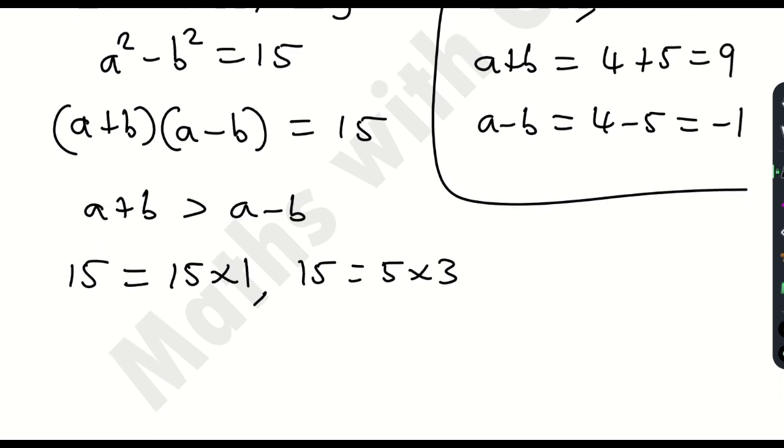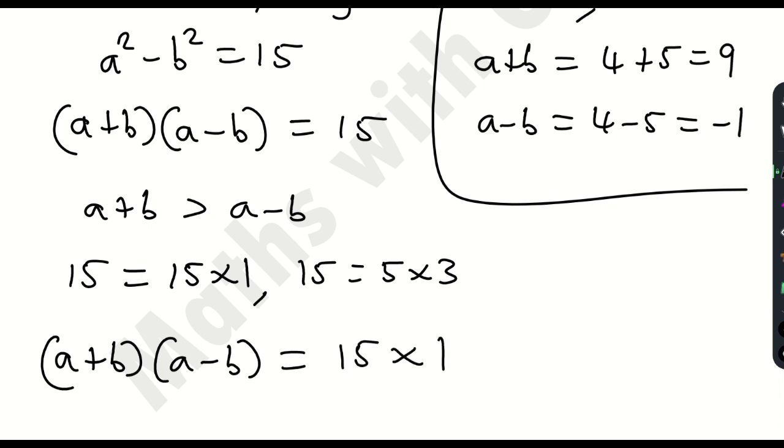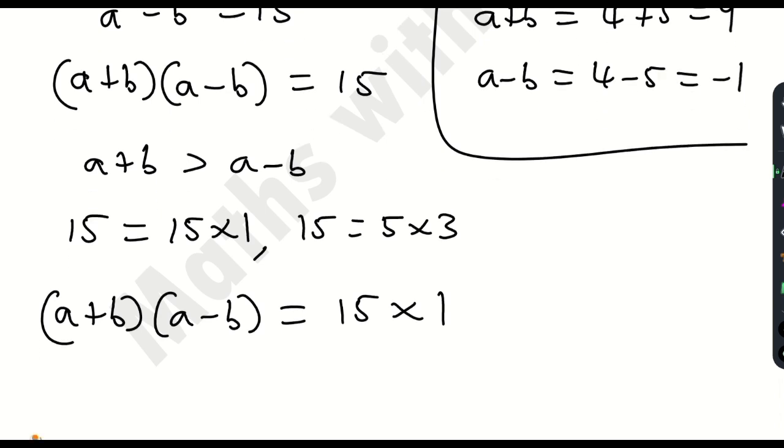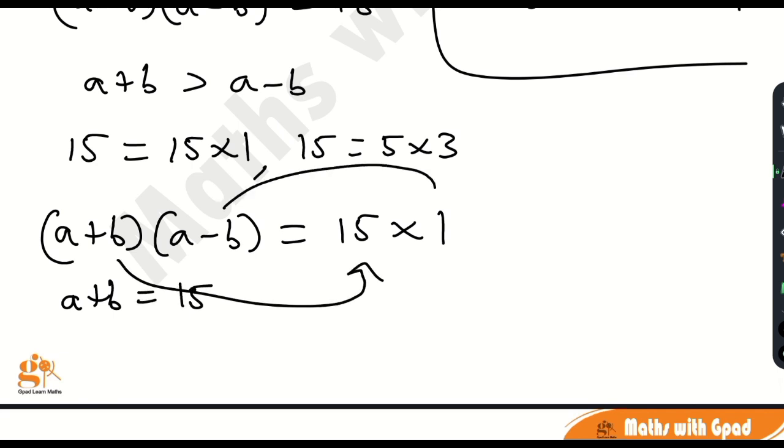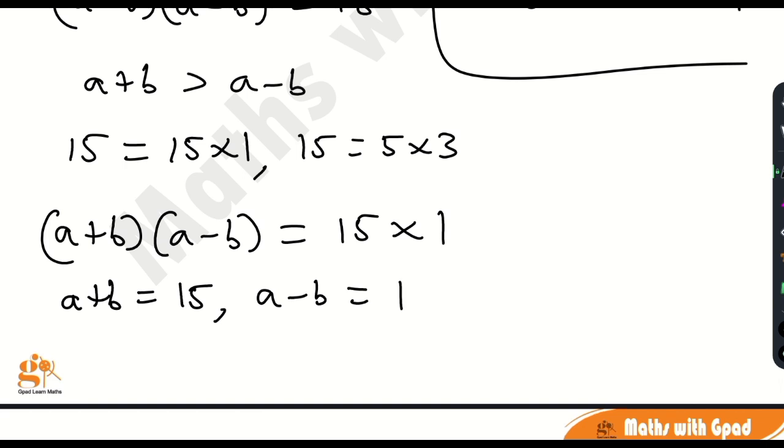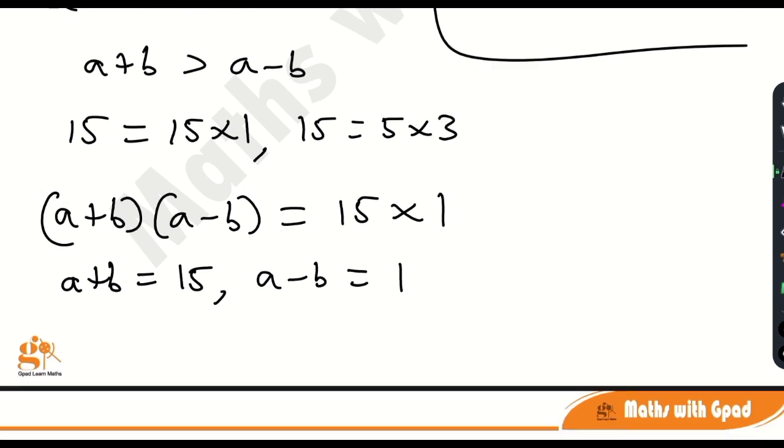So let's continue. We're going to start with 15 times 1. I'm going to rewrite this as (a plus b)(a minus b), which is equal to 15 times 1. I just rewrote 15 as 15 times 1. I told you that a plus b has to be greater than a minus b, so a plus b will be equal to 15, and then a minus b will be equal to 1. So we have two equations which we can solve simultaneously. Let's get the value of a and the value of b from these two equations. Let's get started.